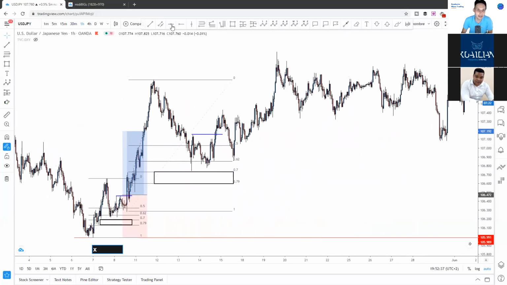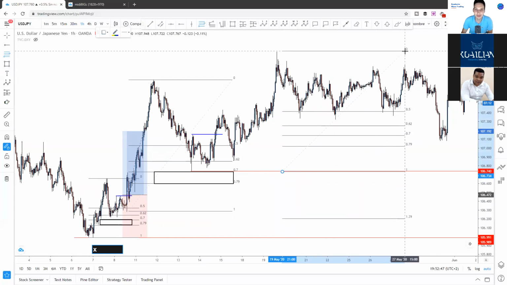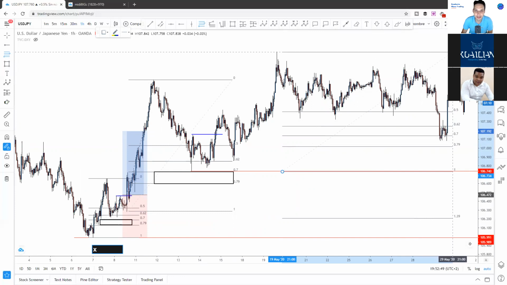Then we have another low here, okay? We have another low, you see it? And we had another high, and you can just continue and do this in your preparation.